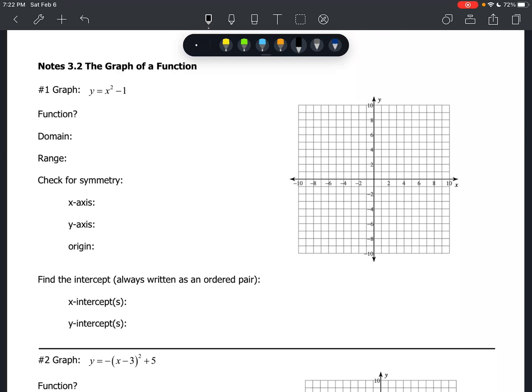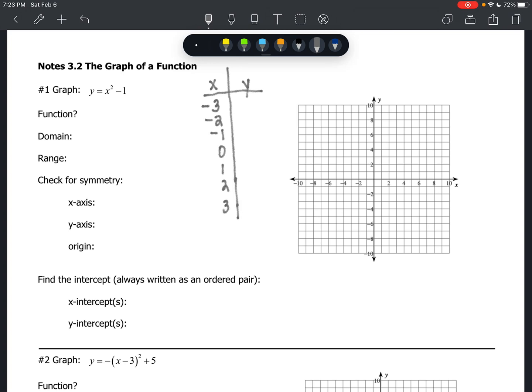In this series of videos, we're going to talk about the graph of a function. So in this first problem, we've got y equals x squared minus 1. If we're not sure what this graph looks like, we're going to make a table of values. And we're going to choose maybe 2 or 3 negative values, 0, and then some positive values.